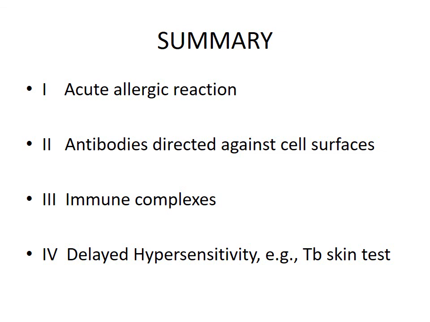Type 3 hypersensitivity is the immune complex type of hypersensitivity, in which immune complexes are formed in circulation and get deposited in different tissues: skin, blood vessels, glomerular basement membrane, and synovium. Type 4 is a delayed hypersensitivity like the TB skin test, and that results in granulomatous diseases.